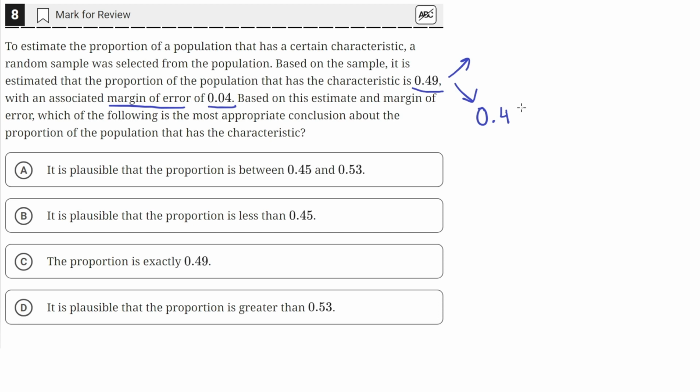0.45, because that's 0.04 less than 0.49, and then 0.04 greater than 0.49 is 0.53. So in this range is the plausible values of the proportion of the population that has the characteristic, which is answer choice A.